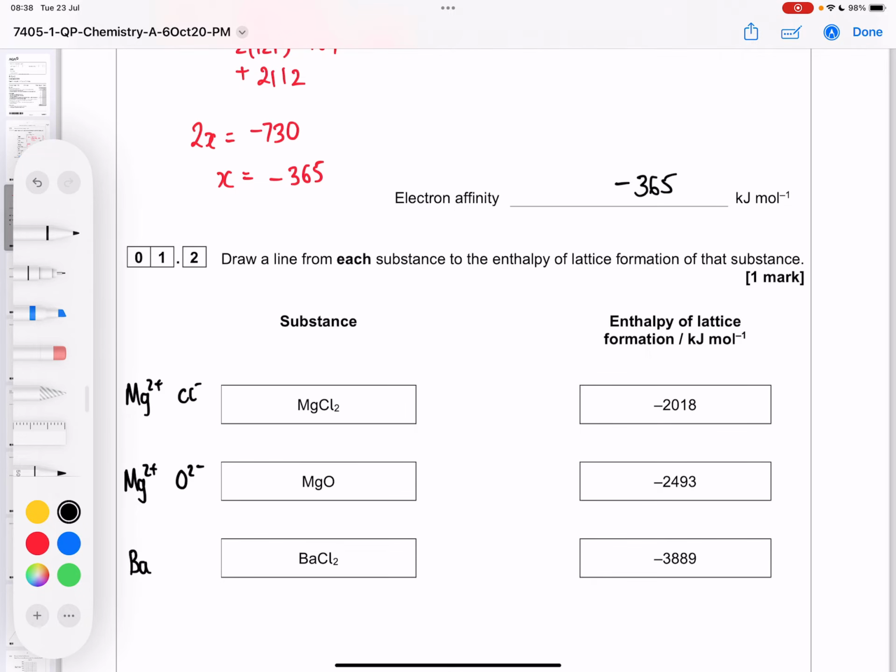And then we've got barium and chloride ions. Now barium is a larger ion than a magnesium ion, and so it would have a smaller charge density and weaker attractions. So this is going to be first, this is going to be second, and this will be the weakest, which means that our MgO is going to be our most negative number, our barium chloride is going to be our least negative number, and our magnesium chloride is going to be our middle value.